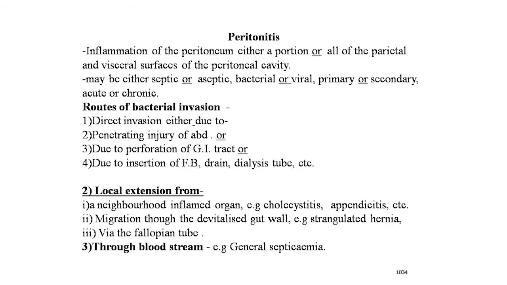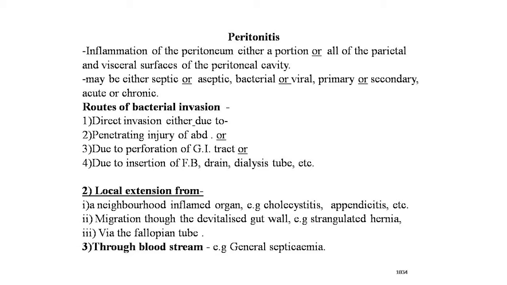Now, the pathology of the peritoneum is peritonitis. Peritonitis is the inflammation of the peritoneum, either a portion or all of the parietal and visceral surfaces of the peritoneal cavity. It may be either septic or aseptic, bacterial or viral, primary or secondary, acute or chronic. All these are the types of peritonitis. Routes of bacterial invasion: first, direct invasion, either due to penetrating injury of the abdomen, or due to perforation of the GI tract, or due to insertion of a foreign body, drain, dialysis tube, etc.